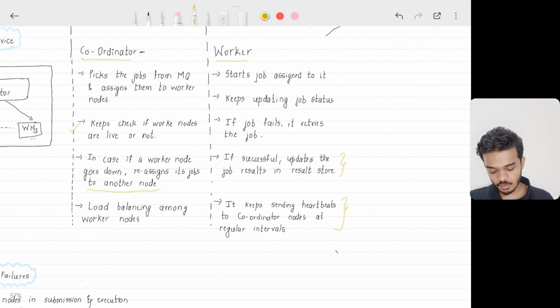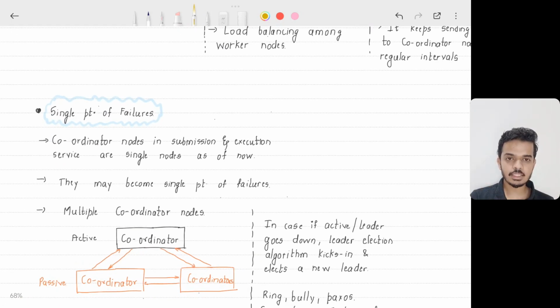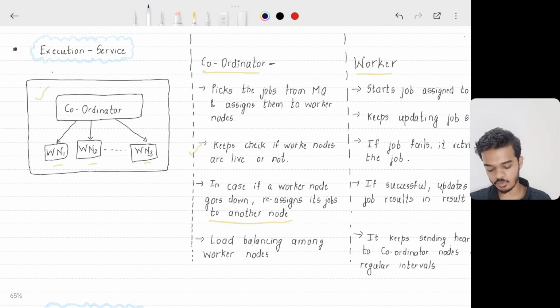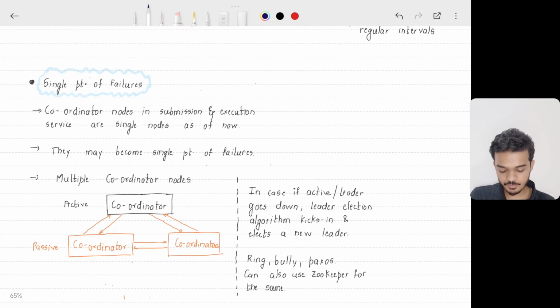Okay. Now let's identify what could be single point of failures in this particular system. So in the job scheduling service and job execution service, we saw that there was a coordinator node, but we have mentioned that there is a single coordinator node. There are multiple worker nodes, but coordinator node is one only. Okay. So this coordinator node could become single point of failure. So how do we prevent this from happening? We can also have multiple coordinator nodes.